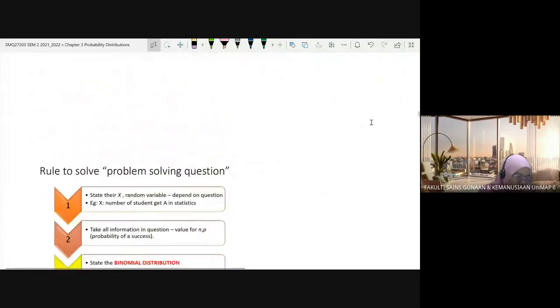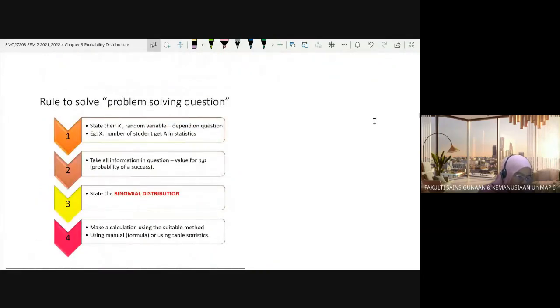Okay, if you have no questions, there is a rule for solving problems. What would be the expected solution that you need to show whenever you are answering a question regarding the binomial probability distribution? So how do you start?